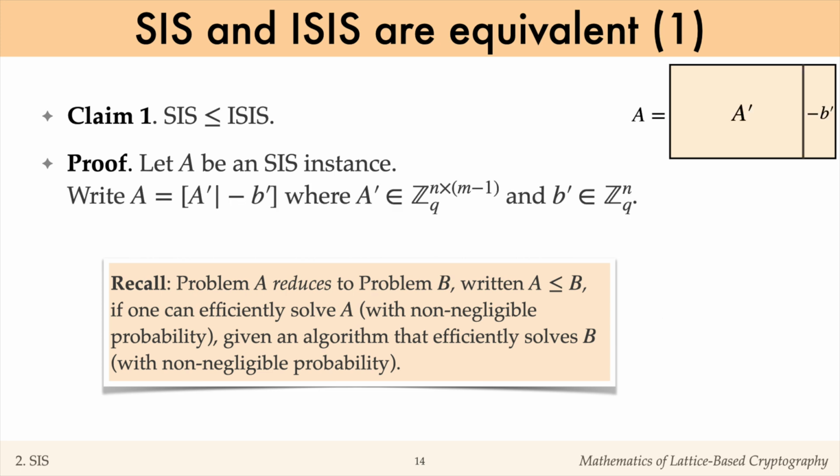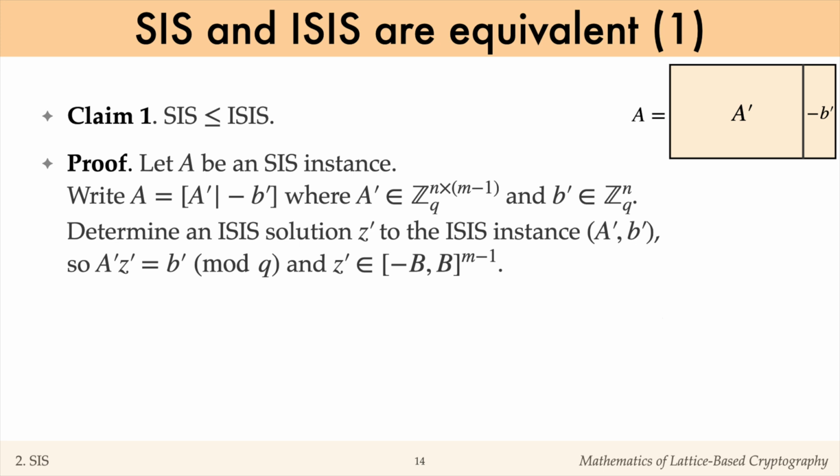We'll call A's last column minus B prime, and the remaining columns of A yield a matrix A prime. A prime has n rows and m minus 1 columns. So (A prime, B prime) is an instance of ISIS. We'll now use our ISIS solver to efficiently find, with non-negligible probability, a small solution Z prime that satisfies A prime times Z prime equals B prime modulo Q.